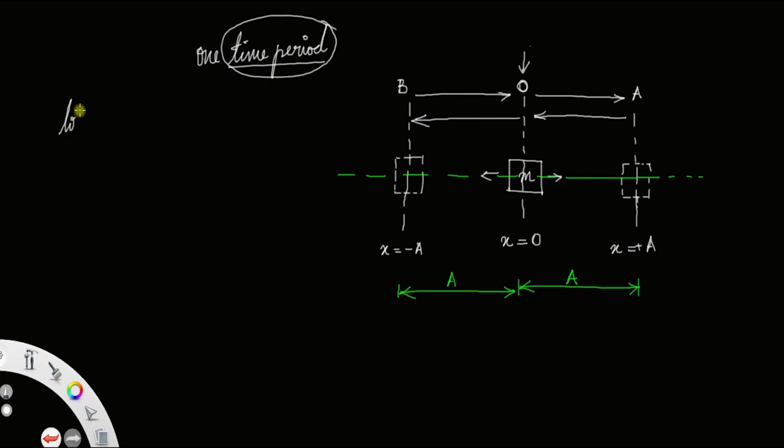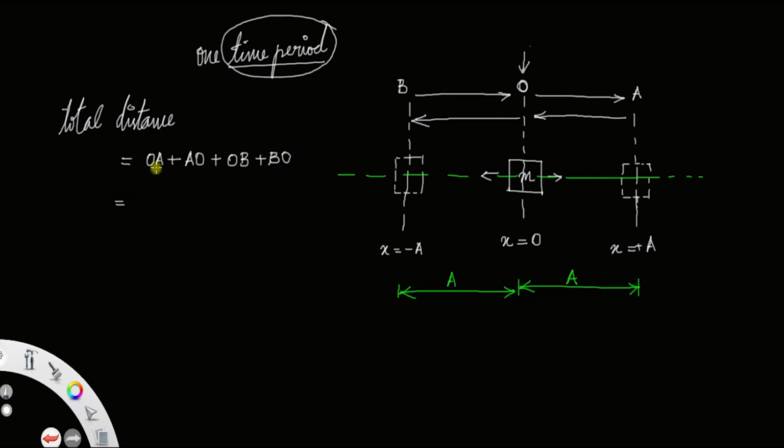So the total distance. How will we find the total distance? First, we went from O to A, so OA, plus from A we moved to O, so AO. Now we went to the left extreme, that is OB, plus it came back to the mean position itself, BO.